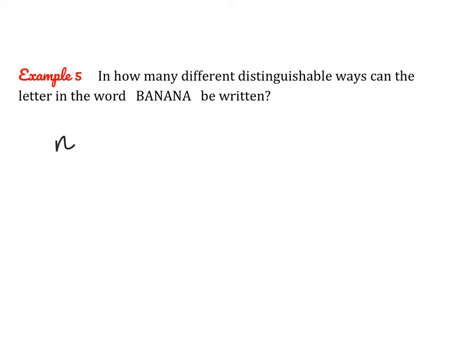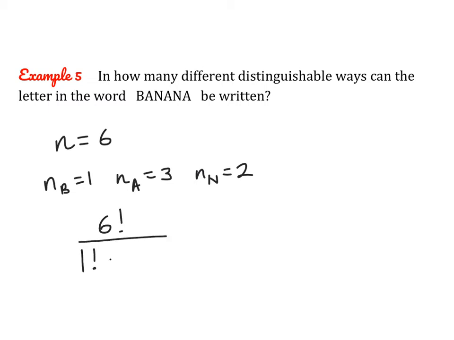So I always like to start by saying, okay, how many total elements do I have? So I can see here that I have 6 elements. Now I'm going to list out how many of each type of element. So I can see here that I have 1 B, I have 3 A's, and I have 2 N's. And this is a good thing to do because you can check to make sure that every element has been accounted for. 2 plus 3 plus 1 is 6. So now I can just use the formula. So it'll be 6 factorial over 1 factorial times 3 factorial times 2 factorial, and then we can just simplify from there.